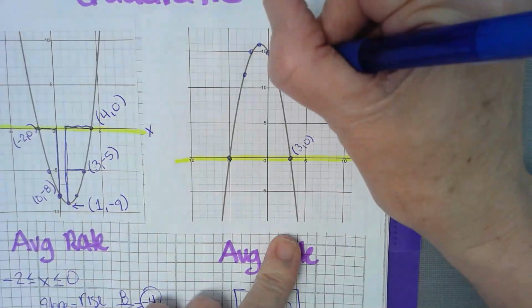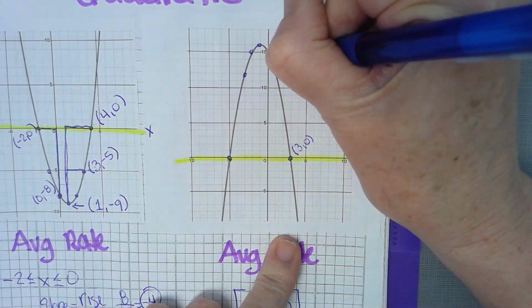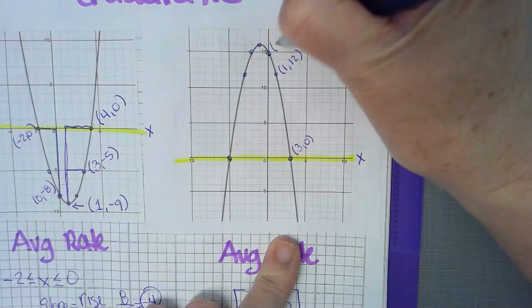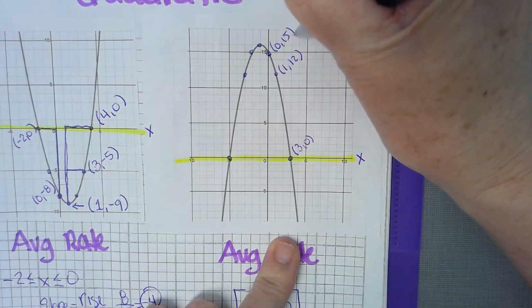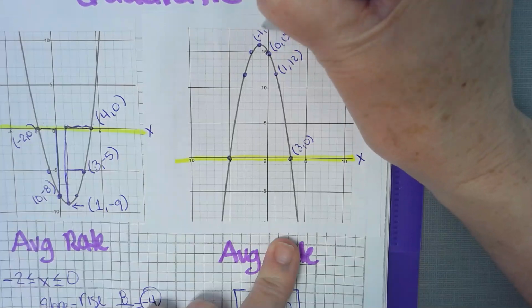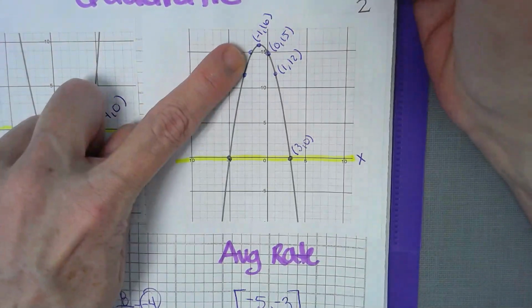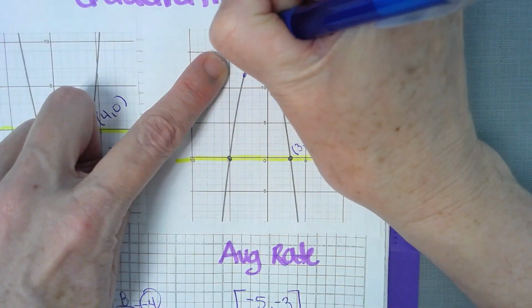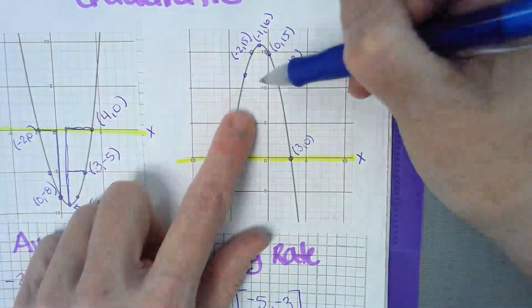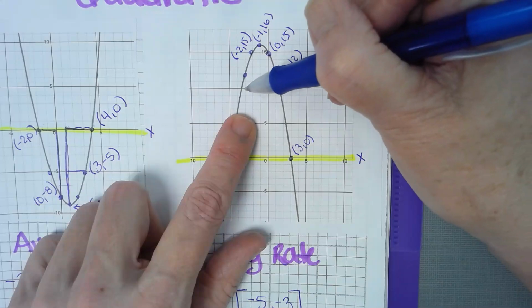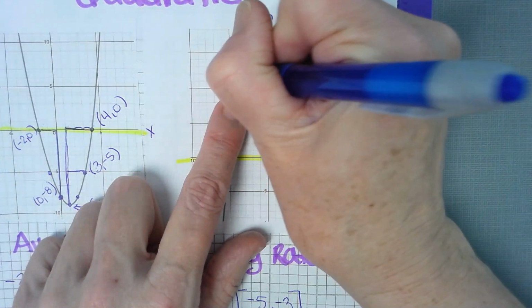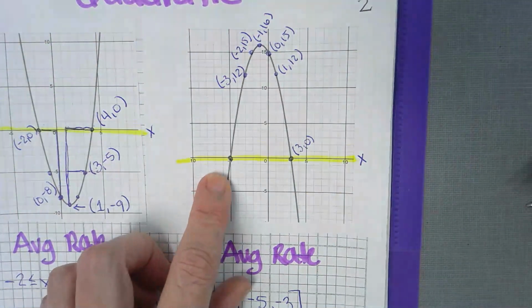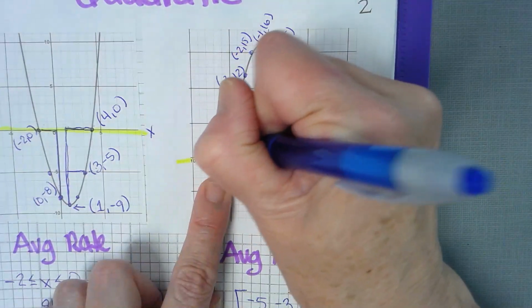This is the ordered pair 1, 12. This is the ordered pair 0, 15. This one's the ordered pair -1, 16. This is the ordered pair -2, 15. This is the ordered pair -3, 12. And this is the ordered pair -5, 0.